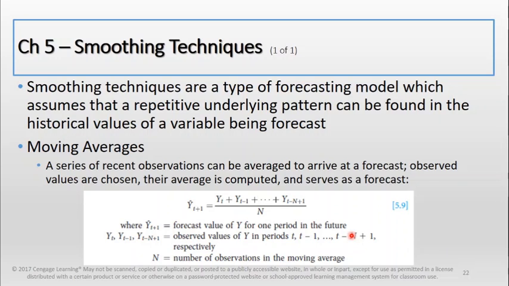So smoothing technique is another type of forecasting model which assumes that a repetitive underlying pattern can be found in the historical values of a variable that is being forecasted. So by taking advantage of your past observations, smoothing techniques attempt to eliminate the distortions arising from random variations in the series.